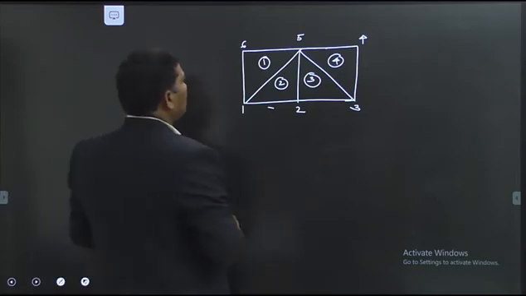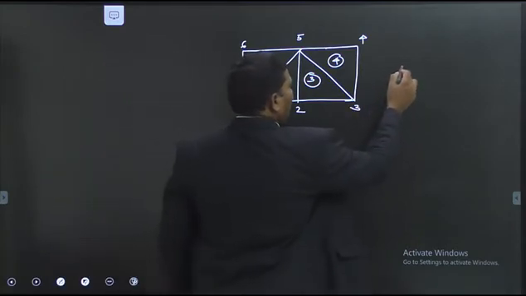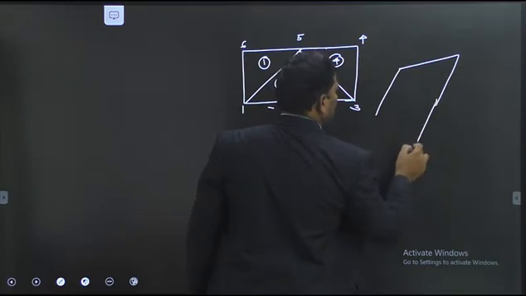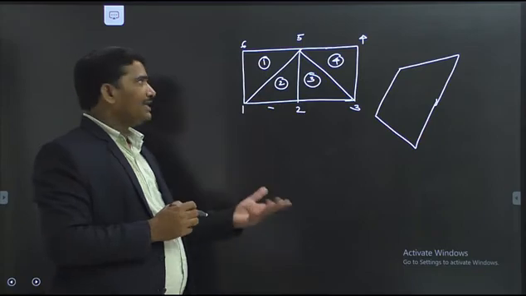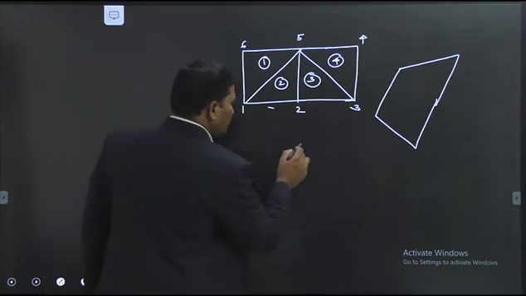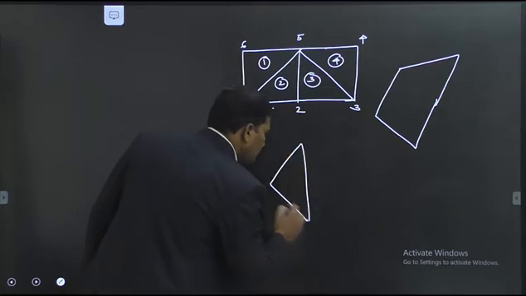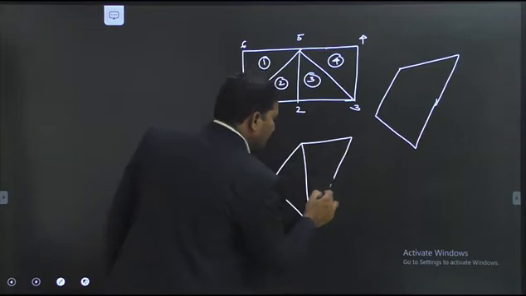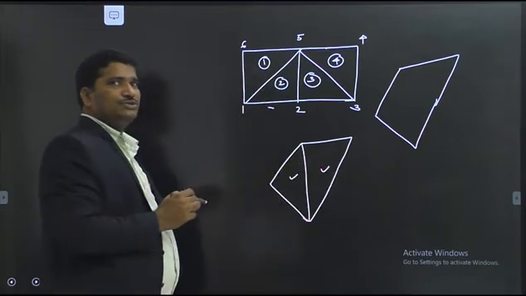Now, see here, as I said, a quadrilateral can replace 2 triangles. How can it replace? I tell you. If I choose one triangle like this and another triangle adjacent to it like this, how many elements are there? 2 elements are there, 2 triangles.